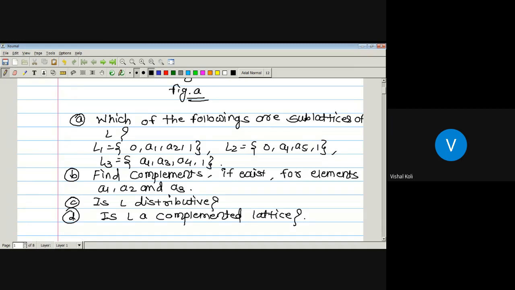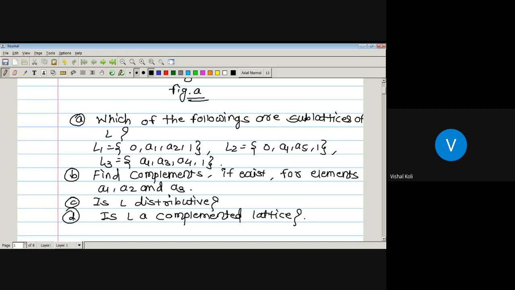And we know what a sublattice is. Any non-empty subset L dash of a lattice L is said to be a sublattice of L if it is closed under both the operations join and meet. It means every two-element subset of that subset L dash has a least upper bound and greatest lower bound, and the least upper bound and greatest lower bound must belong to L dash. Then only we say that the corresponding non-empty subset will be a sublattice of the lattice L. That is what we have to check.